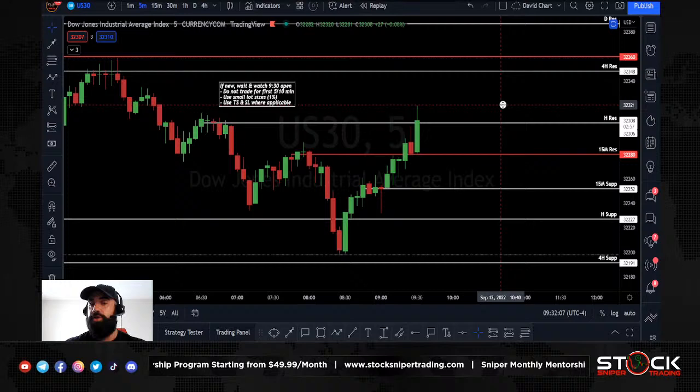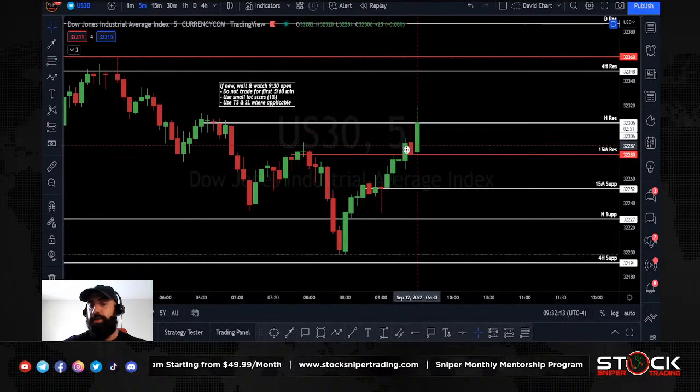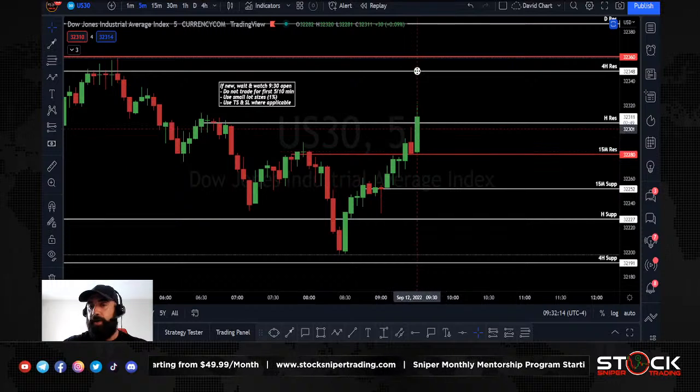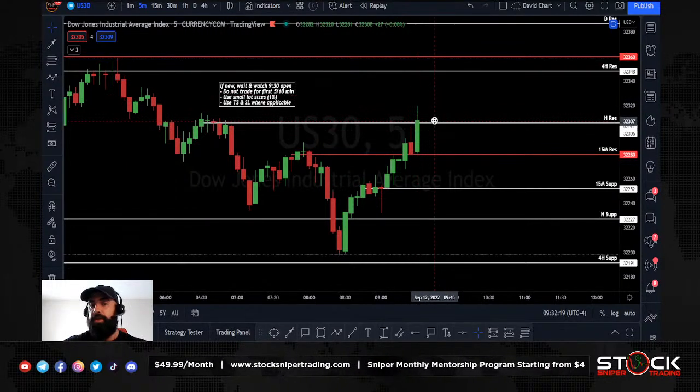We just had an inverse head and shoulders on US 30 here. Okay, shoulder, head, secondary shoulder here. Now it's pushing. It just broke the neckline right here, but now we're going to see if we can get that momentum push right back up to 32360.